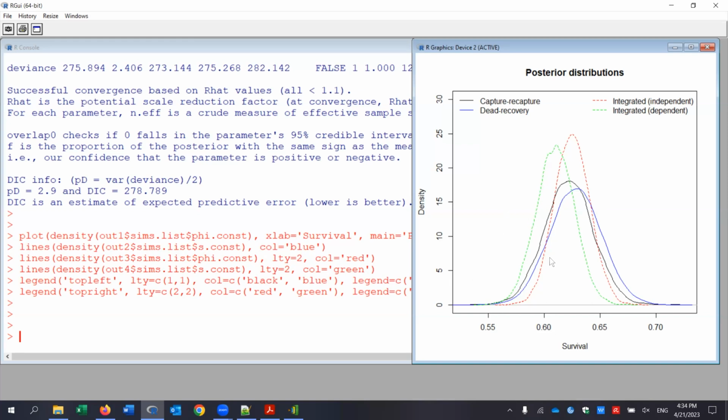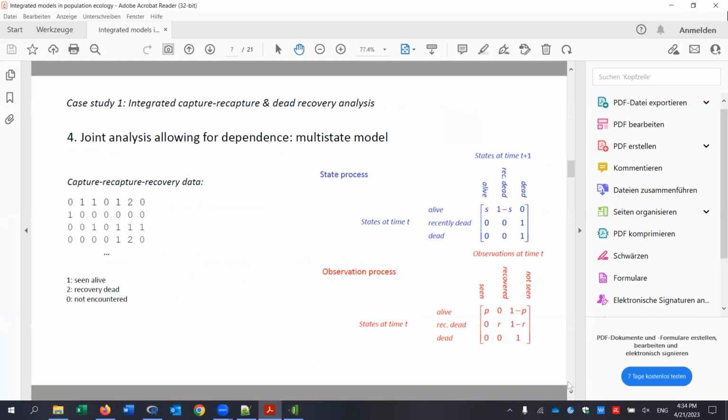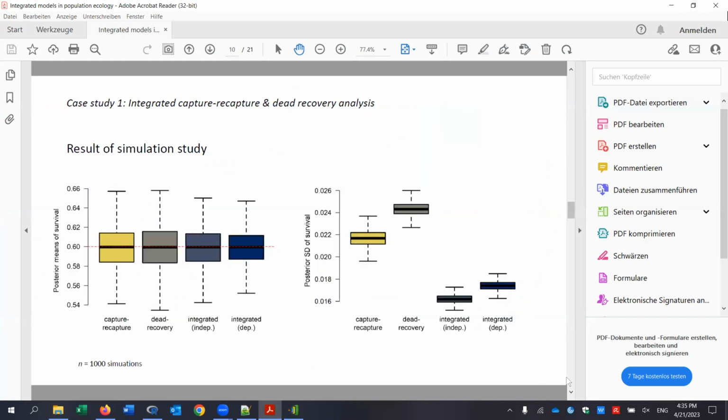Well, that's just a single realization of one data set. What I have done, and you also have the code, is a simulation. I repeated the whole thing 1,000 times and then looked at the outcome. What we see here on the left-hand side is a box plot of the posterior means of these 1,000 simulations of survival under the 4 different models, and they all look unbiased.